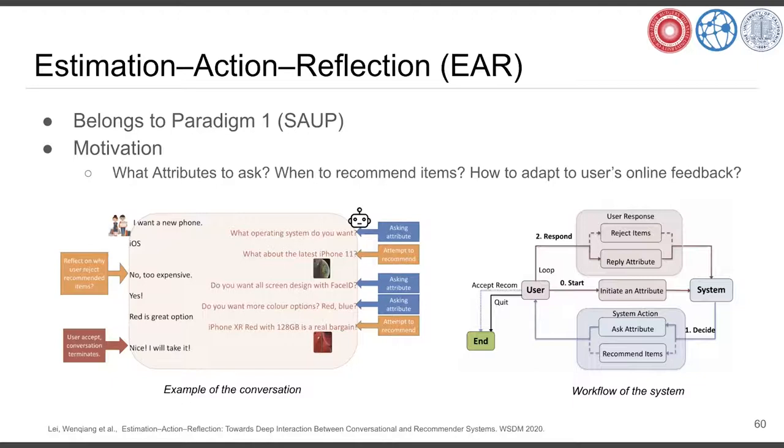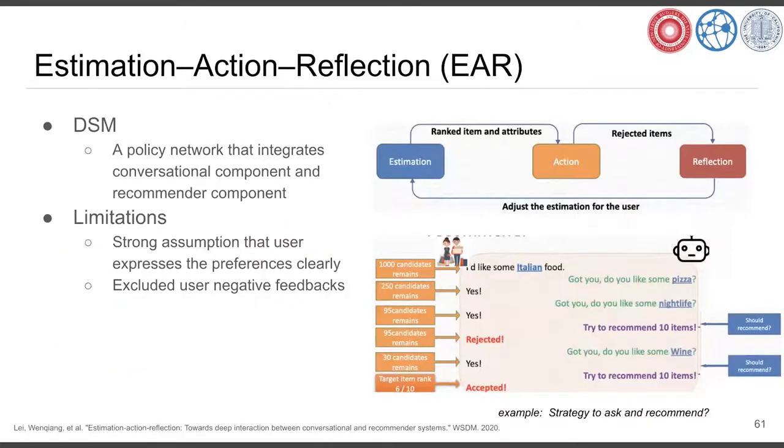The advantage compared with the CRM is that these systems may recommend the items multiple times rather than only once, and the conversation will end only if the user accepts the recommendations or the user chooses to quit. However, it also makes a strong assumption that users should express their preference clearly in each turn. So it also brings another limitation. If the user provides negative feedback, it could not be utilized, because it would be regarded as a waste of conversational turns, which is not intuitive either.